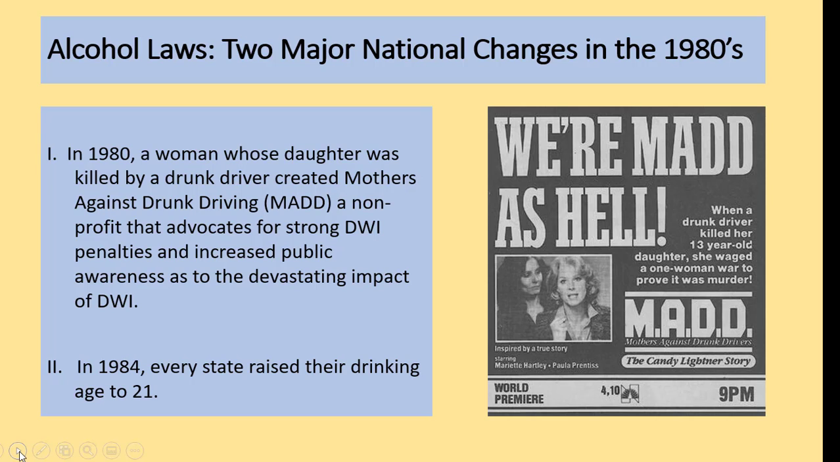And in 1984, every state raised their drinking age to 21. Prior to 1984, some states were 18, some were 19, some were 21, and in 1984, every state went to 21. That was because the federal government proposed it to the states as a choice. You can change your drinking age to 21 and get billions of dollars in federal highway money to repair and construct roads, or you can keep your age whatever it is and pass on billions of dollars. And of course, every state raised their age to 21 in 1984.